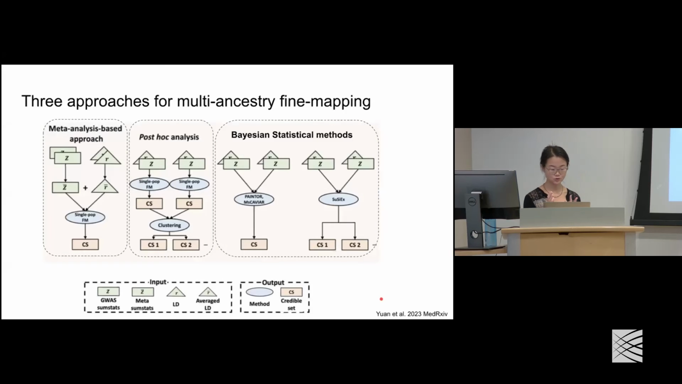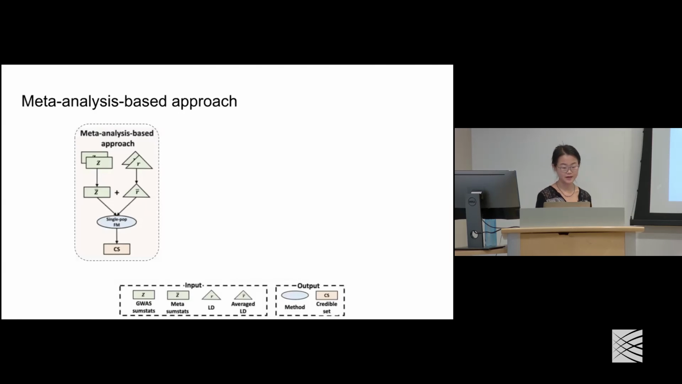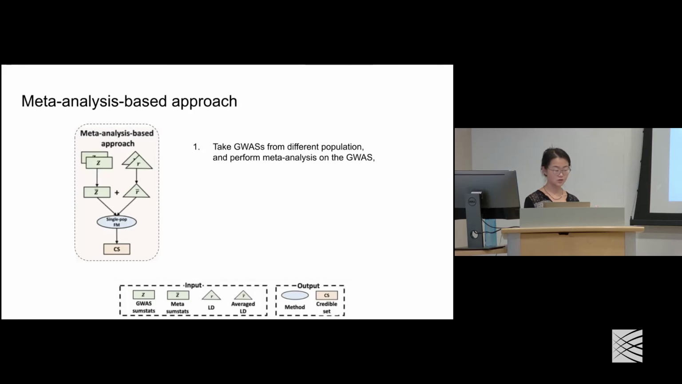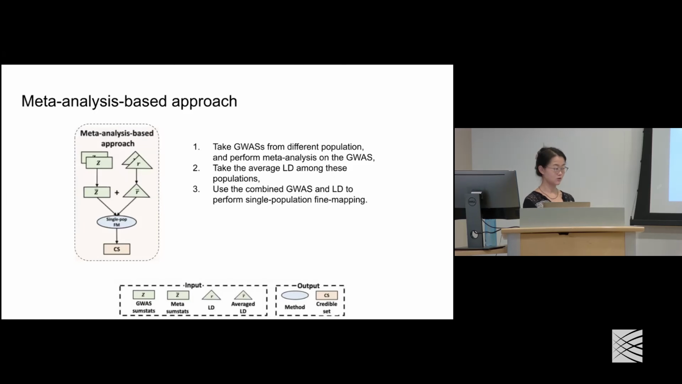So if multi-ancestry fine mapping is what you're interested in, currently you basically have 3 approaches. The first approach is the meta-analysis based approach. The way to do this is pretty easy to understand. You take your multiple GWASs from your multiple ancestries, and you perform meta-analysis to combine all of the GWAS into one GWAS. And then you take the average LD of all these ancestries you're analyzing and produce average LD. And basically you use this combined GWAS and combined LD to perform single population fine mapping.